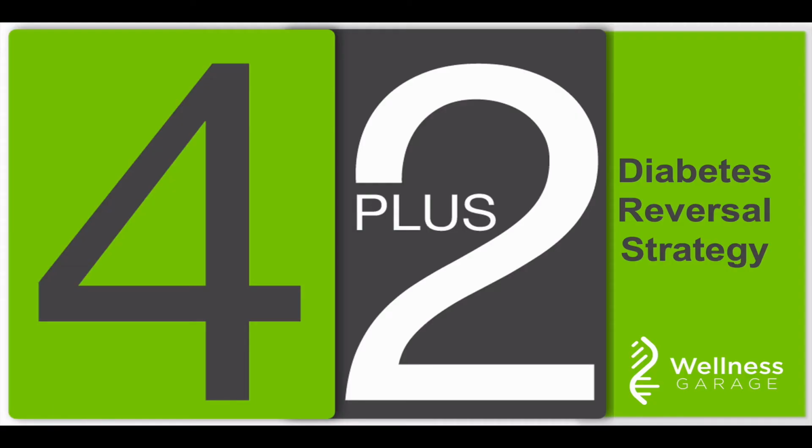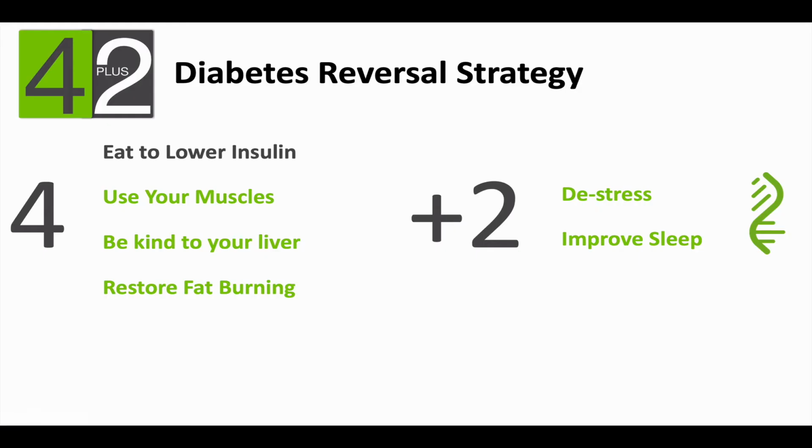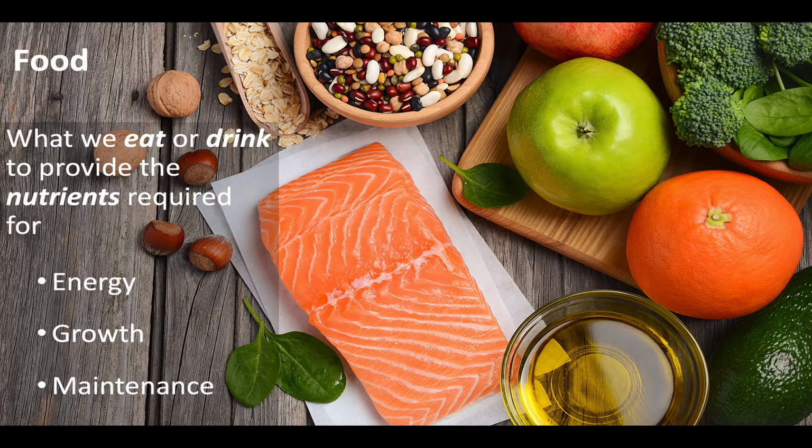Welcome to the second session of the 4+2 Diabetes Reversal Strategy. Today, we're going to learn how to eat to lower insulin. And this is the first step in the 4+2 Diabetes Reversal Strategy. So why do we eat? We eat to provide nutrients required for energy, for growth, and for maintenance.